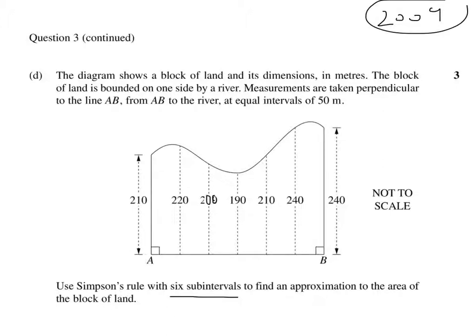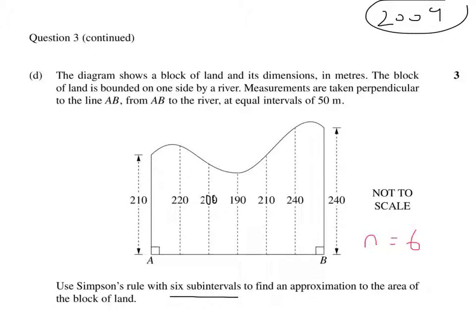So have a look. How many functions are there? There's 1, 2, 3, 4, 5, 6, 7 functions, and that's why we have 6 sub-intervals. So n is equal to 6, right? Now we need to draw a table.